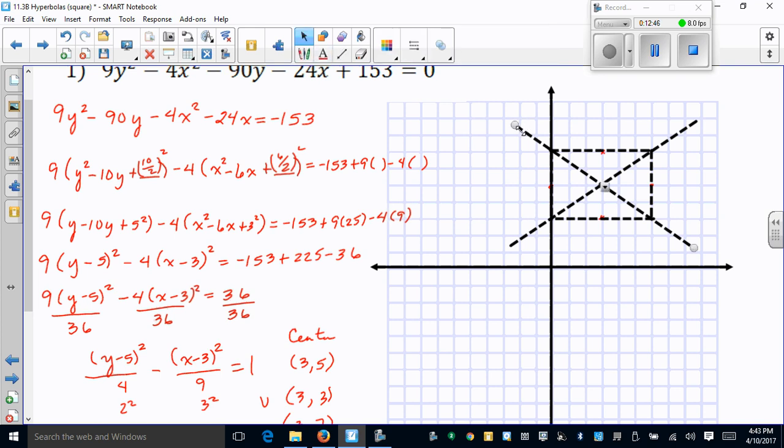Okay, now remember the y is first, so it's going to do this bit. So we come here, come down, touch the vertex and go back. Same thing on this side, come over, touch the vertex and go back.